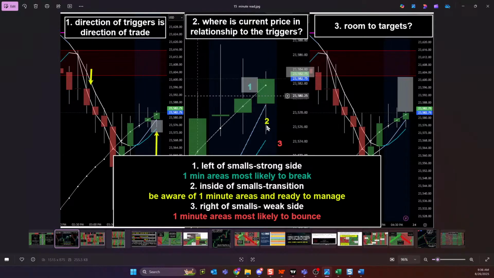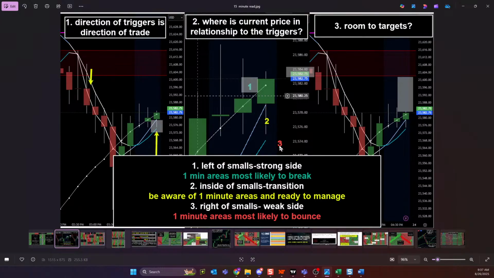There's a transition, number 2, when you find yourself inside of the small triggers. And when you're in transition, you need to be ready to manage. And when you get to areas on your 1-minute chart, you need to be ready to manage. There's no reason to lose directly into an area.